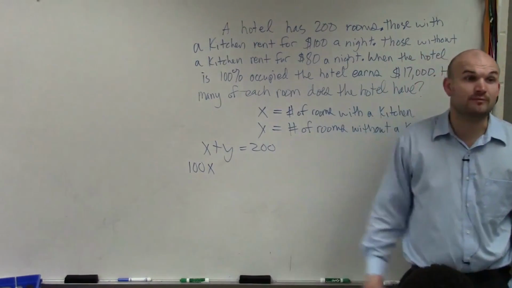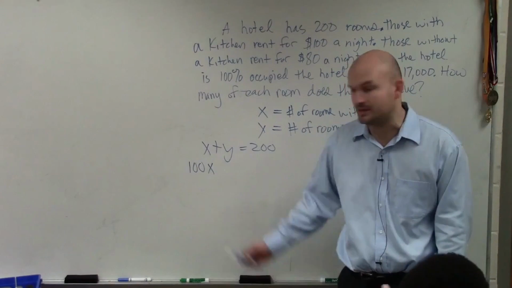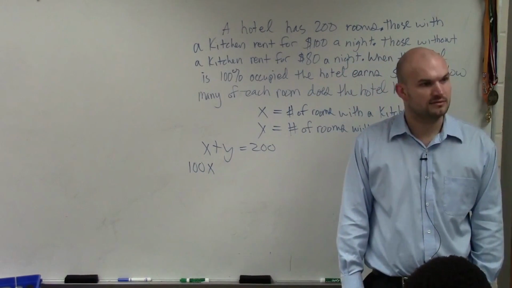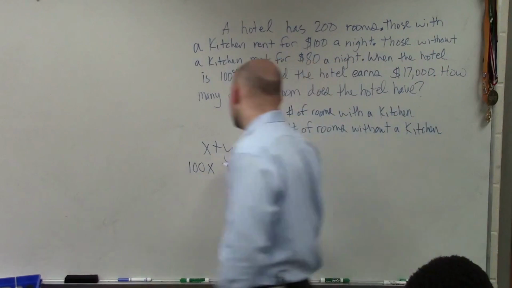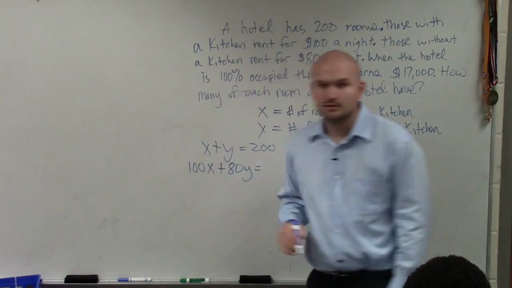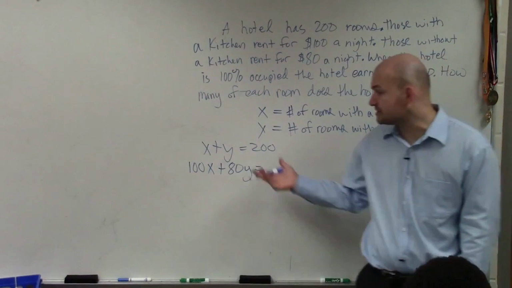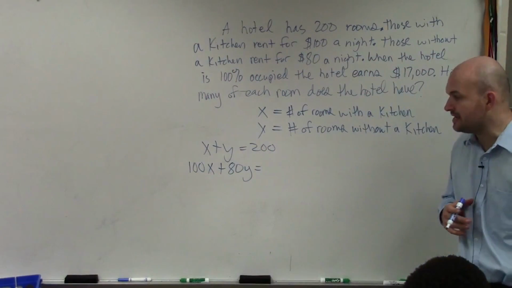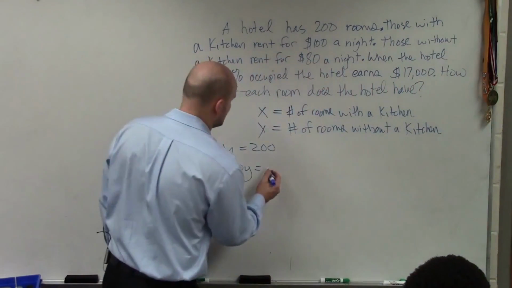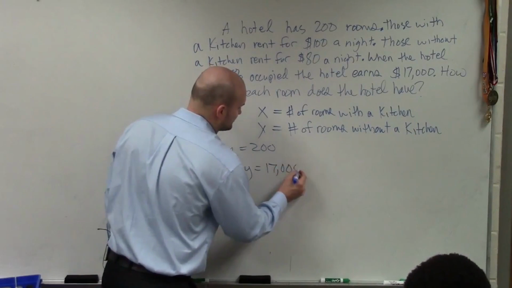If I said, oh, we rented out 17 rooms, how much money would that be? You just multiply 17 times 100. Right? Well, the same thing is for y. However many rooms we rent without a kitchen, we're just going to multiply that number of rooms by 80. And we know that the total revenue is $17,000.